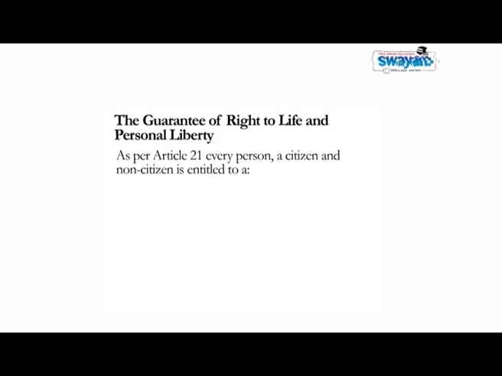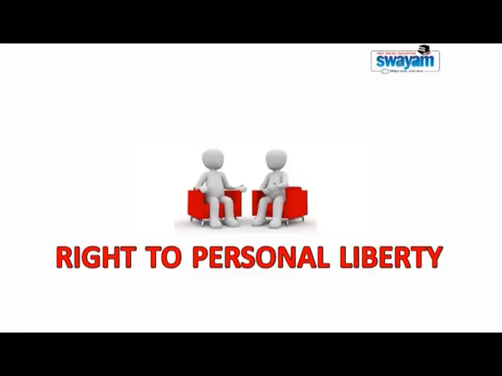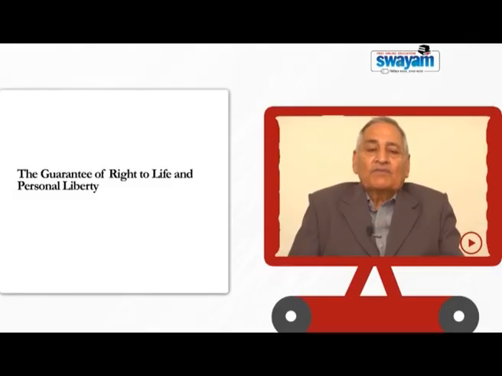Now, if you talk of these six constitutional foundations in a detailed analysis, as per Article 21, every person, a citizen or a non-citizen, is entitled to the right to life and the right to personal liberty. However, the state may deprive a person of the aforesaid rights by showing that they have done so after following the procedure laid down by law. After 1977, the legal procedure also needs to be shown to be fair and just, and not any legal procedure.